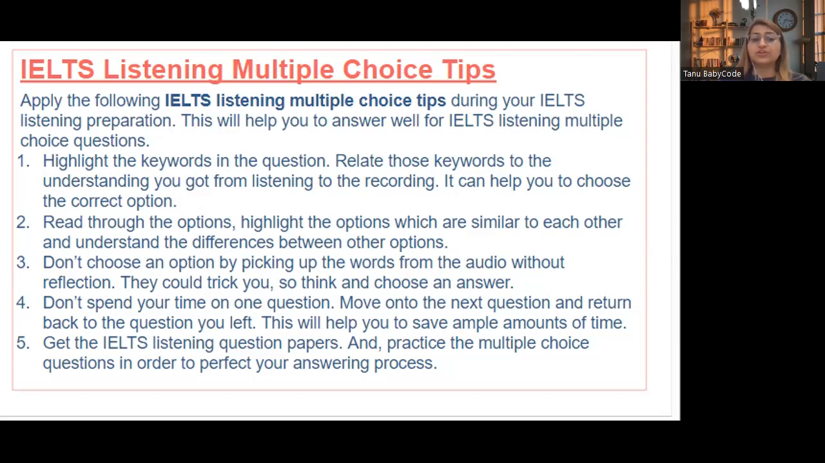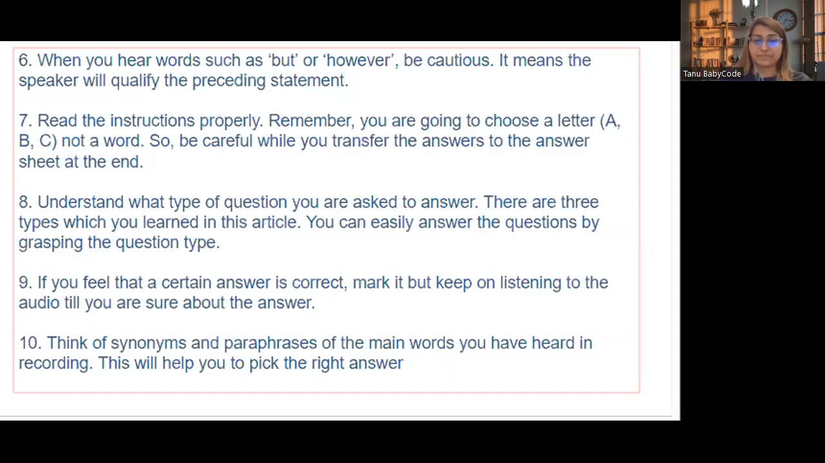Fourth, don't spend your time on one question. Move on to the next question and return to the question you left. This will save your time also. Next, get the listening question papers and practice multiple choice questions so that you can perfect your answering process. Next, when you hear words such as but or however, be cautious. It means the speaker will qualify the preceding statement, right?